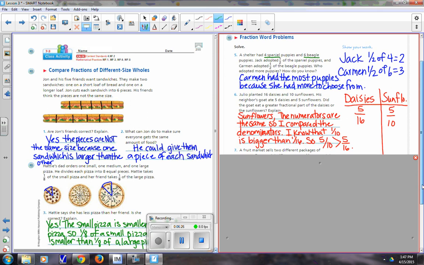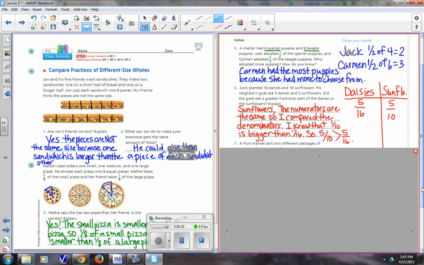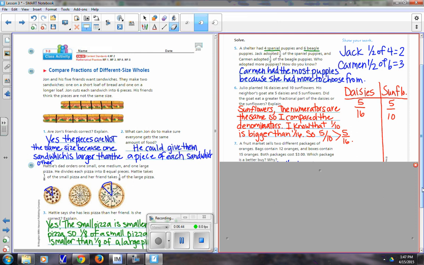This is all real world ways of how you would use fractions and how you would compare them when your wholes are not the same. So a fruit market sells 2 different packages of oranges. Bags contain 12 oranges and boxes contain 15 oranges. Both packages cost $3. Which package is the better deal?